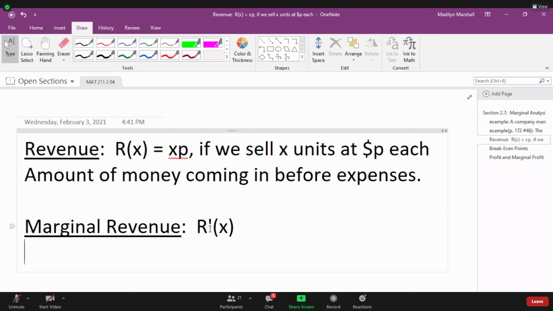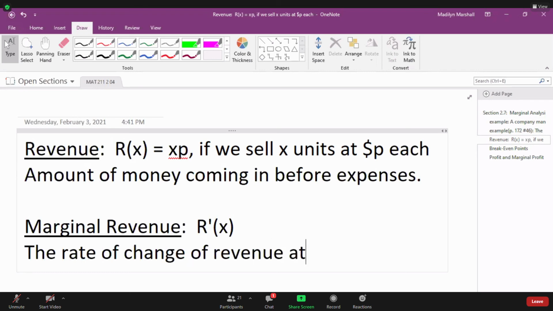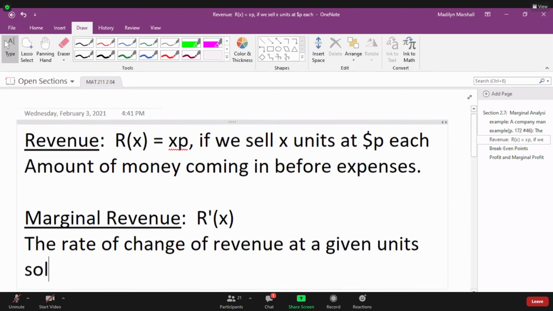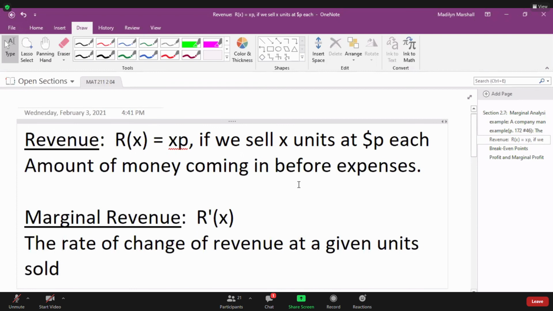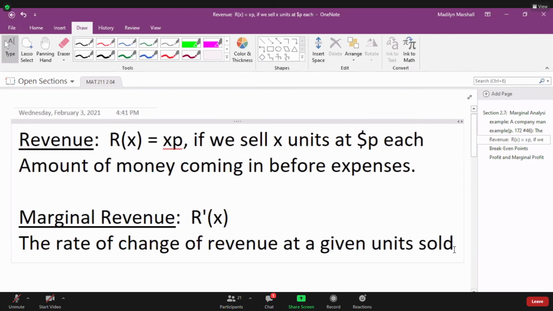The rate of change of revenue at a given unit sold. Yeah, that sounds good. So the rate of change of revenue at a given number of units sold, which is our X.